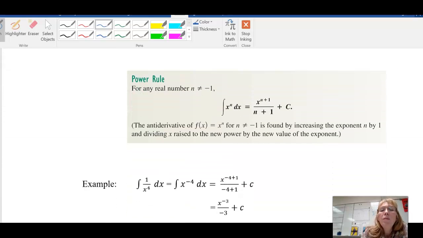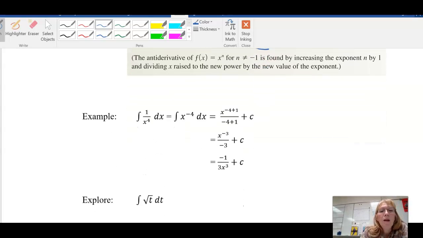Okay, power rule. This is just re-explaining. It says you add n plus 1 and you divide by it, adding a c. So now we have to be careful here. We have to rewrite first x to the negative 4. So I add 1 to that, which gives me x to the negative third, and then I divide by that, which is negative 3 plus c. You can leave it this way, or you can rewrite it with the exponent in the denominator.